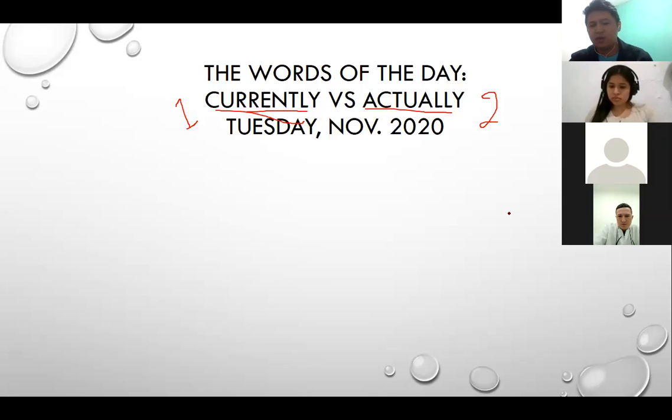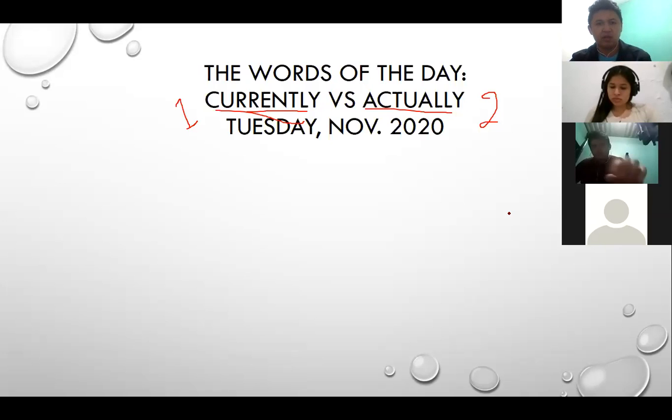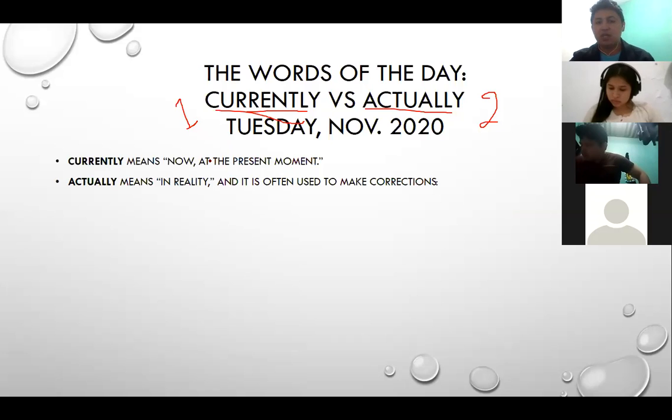I'm glad that you know this and that you're aware that currently means in this moment, nowadays, and actually means in reality. So currently means actualmente, and actually means de hecho. Currently means now, at the present moment. Actually means in reality, and it is often used to make corrections. For example, if I say it's not raining, somebody can tell me, no, you're wrong. Actually, it's raining a lot right now.